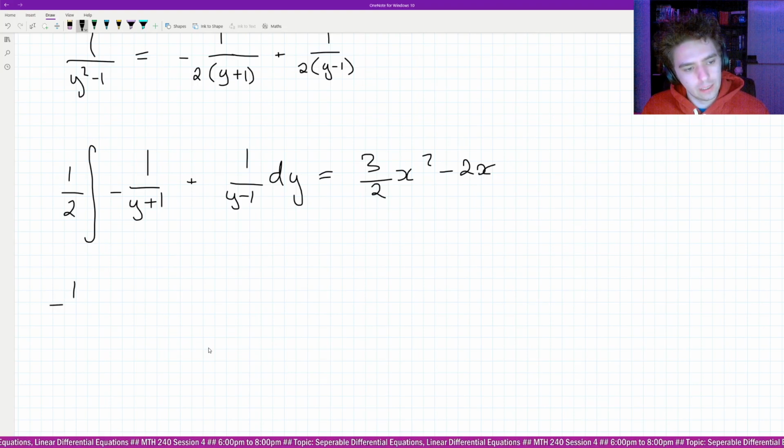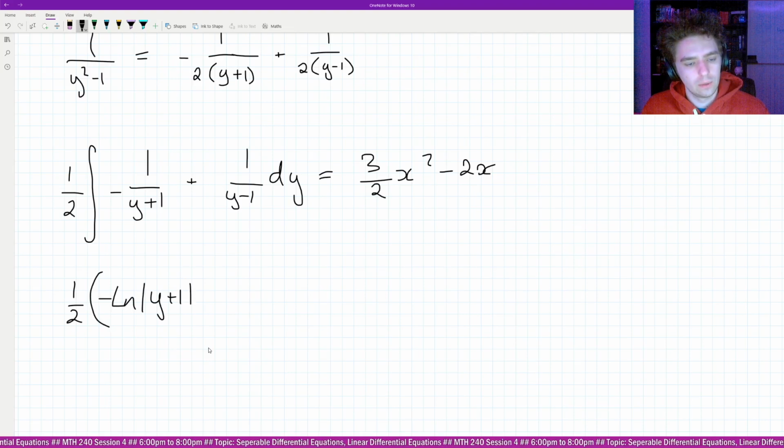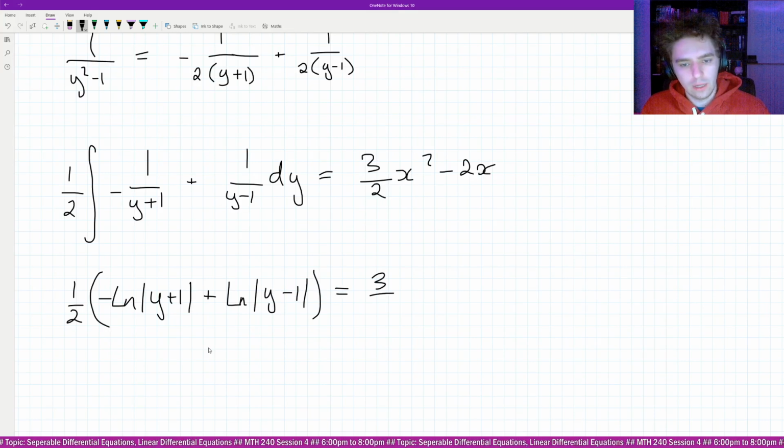So here would be negative 1 half ln absolute value y plus 1 plus 1 half. Actually, I'll do this a little differently. 1 half times negative ln absolute value y plus 1 plus ln absolute value y minus 1 equals 3 halves x squared minus 2x plus c.